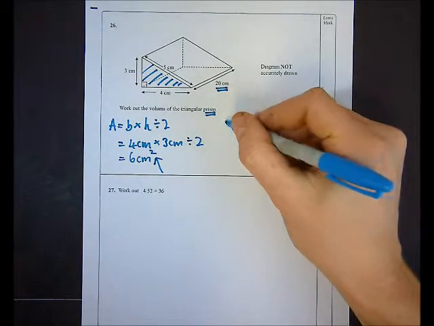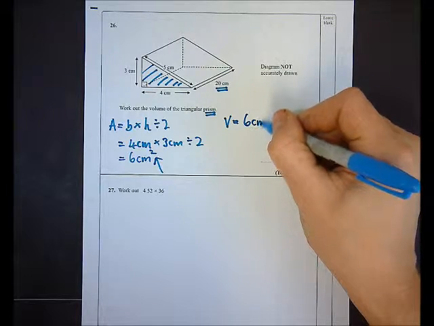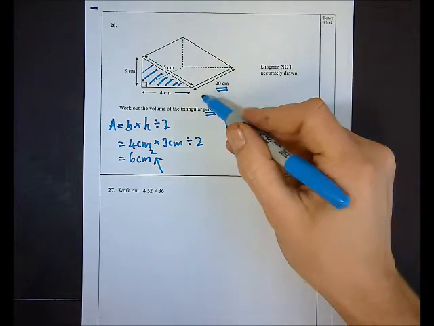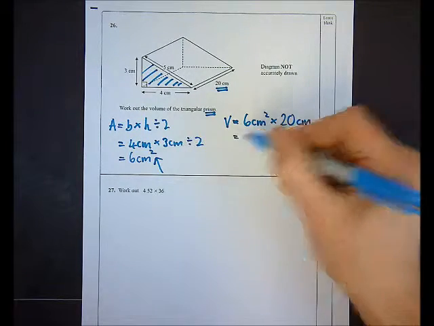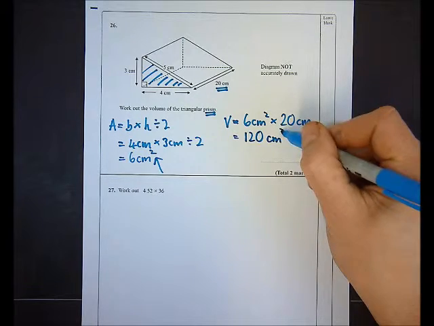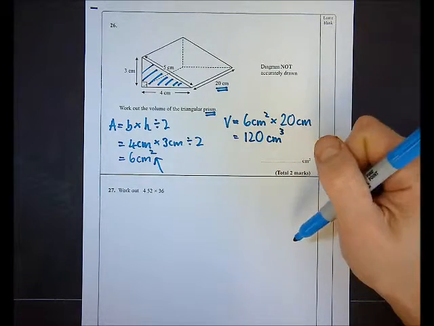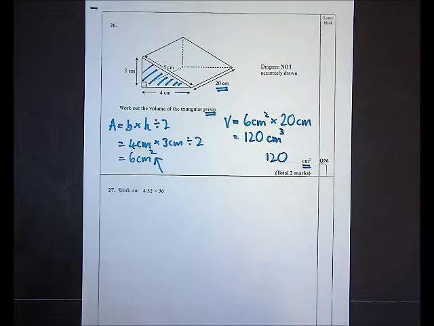Okay, so I want the volume of the prism. I'm going to take the area of this cross section, 6 centimeters squared, and I'm going to times it by the height, which is 20 centimeters. So 6 times 20 is 120, and that will be centimeters cubed. Centimeters squared times centimeters is centimeters cubed. They've already given me the units here, so I'm just having to write down 120.